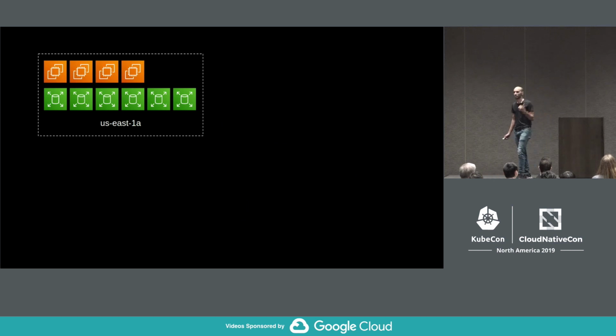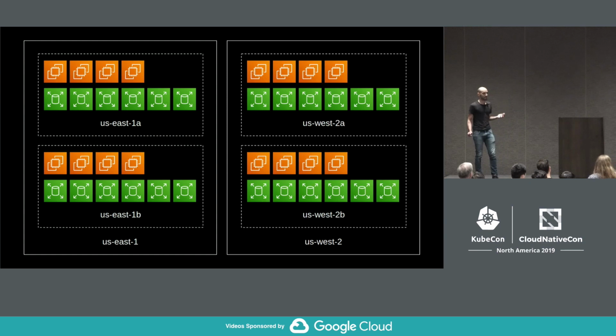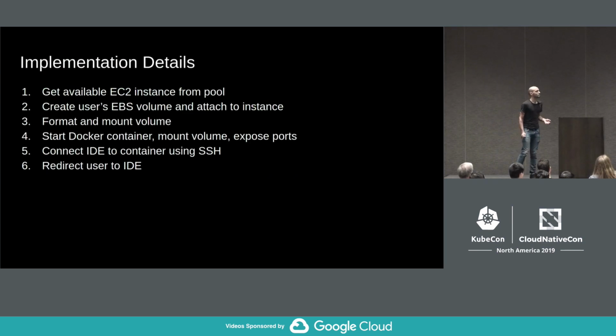And so we started out by having a warm pool of EC2 instances in one availability zone, and this is just to make things faster, in order not to wait for the EC2 instance to start in order to connect the IDE to it. But of course, there's more than one availability zone in each region, and there's even more than one region that we want to operate from within. And so you can imagine that this got pretty complicated pretty quickly.